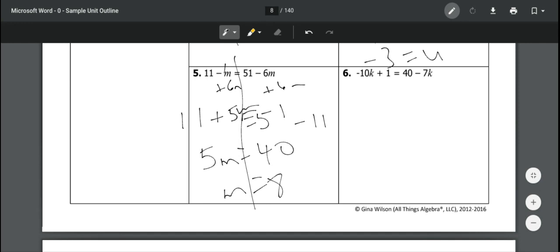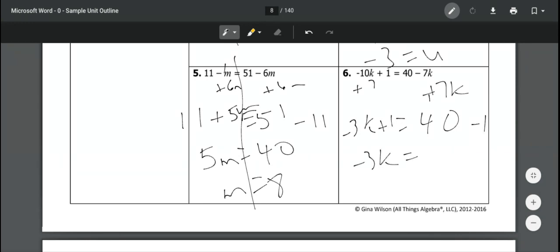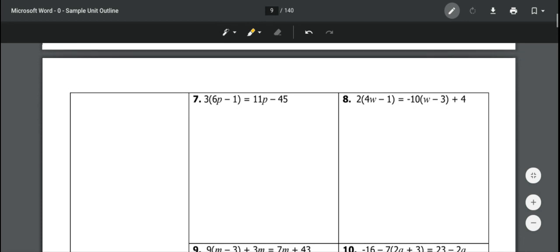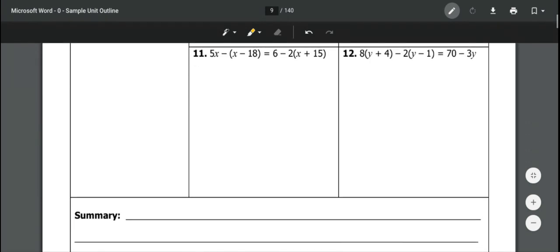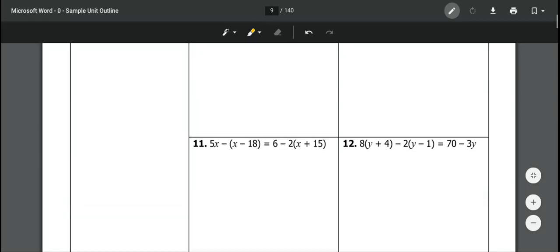So I'm going to add 7k. So negative 10 plus 7 is negative 3k plus 1. Negative 3k, we're going to minus the 1, get 39. K equals negative 13. So pretty easy for that side. Now on this side, all that's different is there's some distributive properties in here. But if you just take your time, you can do these.